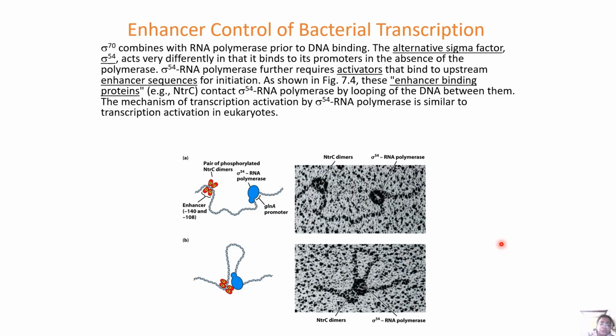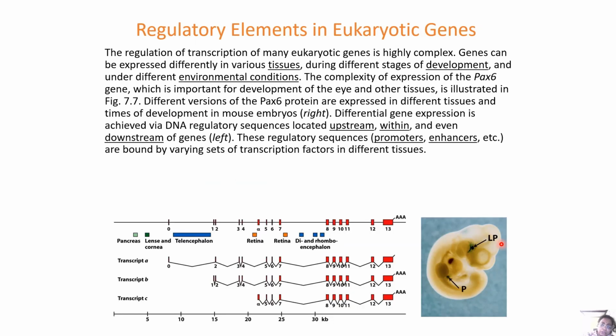differently in that it binds to its promoters in the absence of the polymerase. Sigma 54 RNA polymerase further requires activators that bind to upstream enhancer sequences for initiation. These enhancer binding proteins contact sigma 54 RNA polymerase by looping of the DNA between them. So the mechanism of transcription activation by sigma 54 RNA polymerase is similar to transcription activation in eukaryotes.